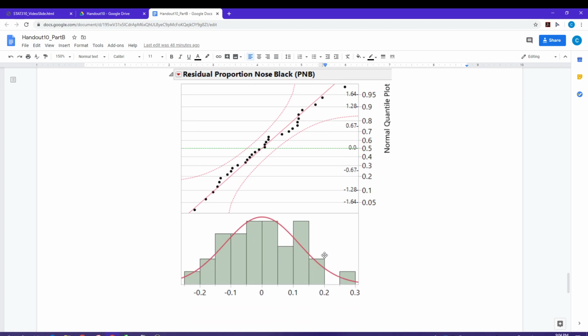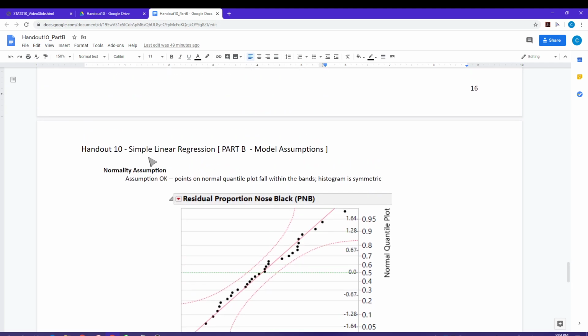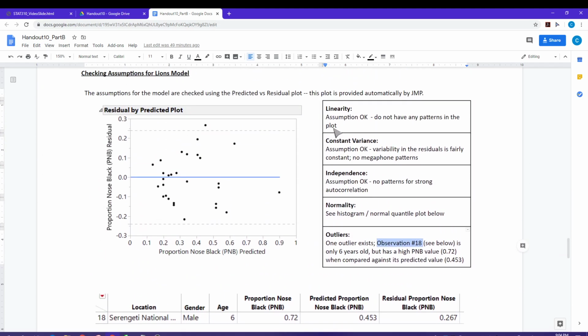The histogram here looks pretty good. I mean, it's not perfect. We have some of this that is a little bit too high. It should be chopped off and put here. We have a little gap here. But if you look at the normal quantile plot, the points fall pretty well on the line. So I feel pretty comfortable about the normality assumption. So overall, it looks like most of the assumptions are okay.